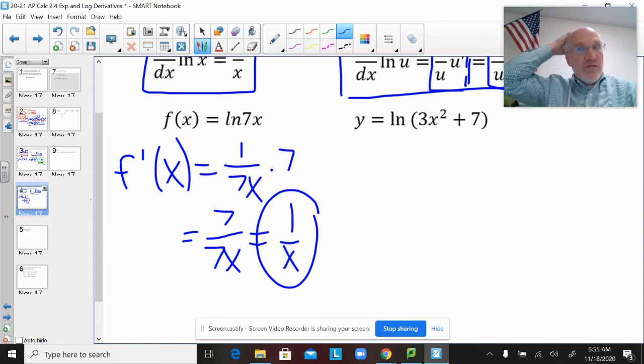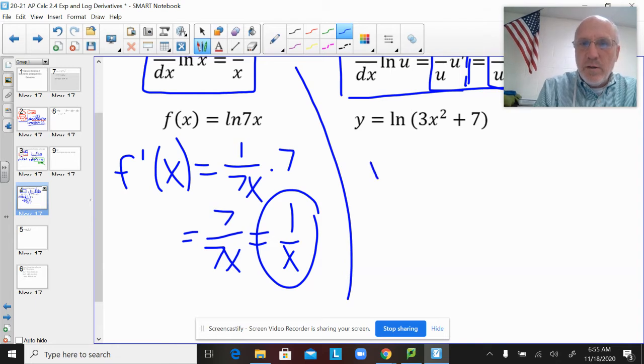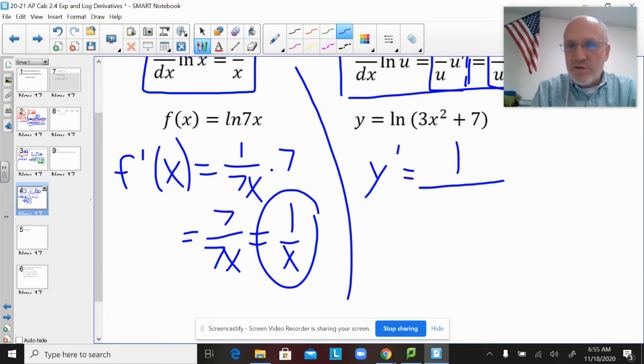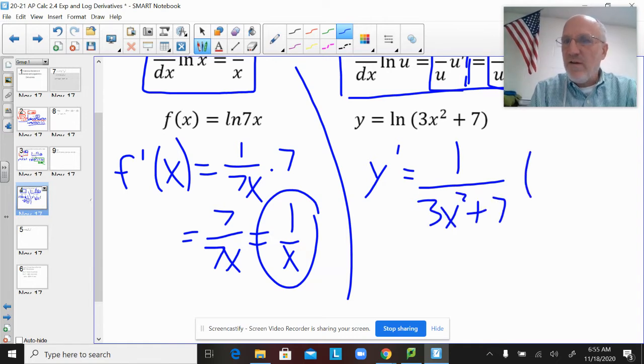Turns out that that's just 1 over x. And actually, in the next slide, we're going to start talking about rules of logarithms, which would even make more sense. But there it is, just 1 over u times u prime. And then this one to the right here, y prime, the derivative of the natural log of u is 1 over u, which is 1 over 3x squared plus 7, times the derivative of the inside, which is what, 6x?